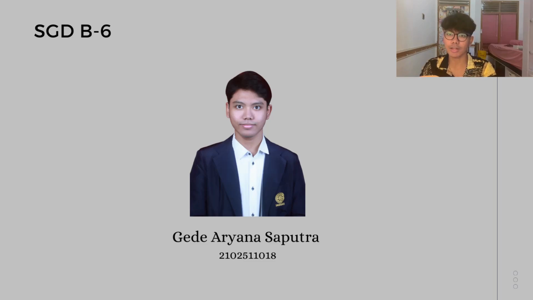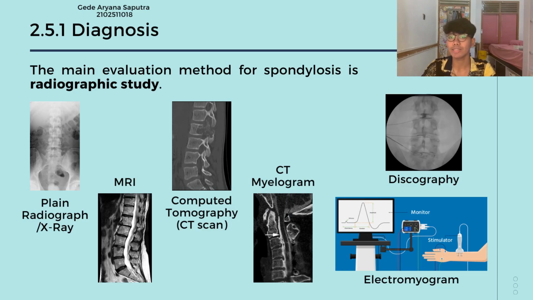My name is Gede Ariana Saputra with the last three digits 018, and I'd like to discuss with you guys the diagnosis and evaluation method of spondylosis. Just like any other orthopedic disease, the main evaluation method for spondylosis will always be radiographic studies. There are 6 main radiographic studies that are mainly used to diagnose spondylosis. The first one is X-ray or plain radiography. That will always be a suitable first line for every major orthopedic disease.